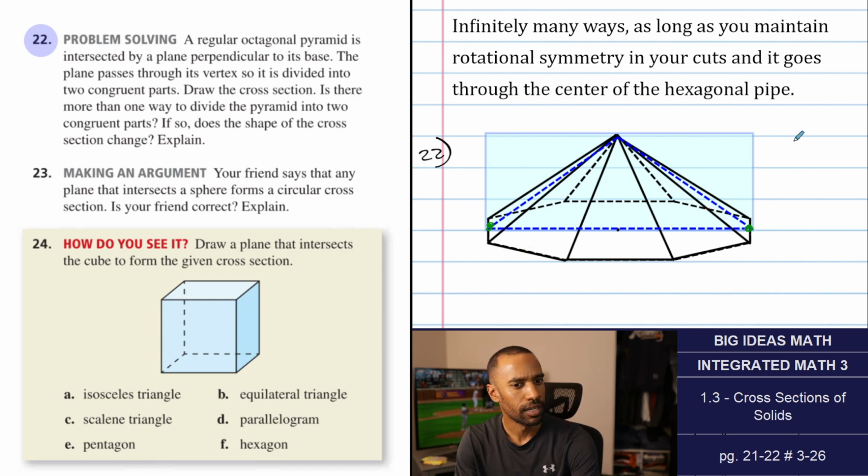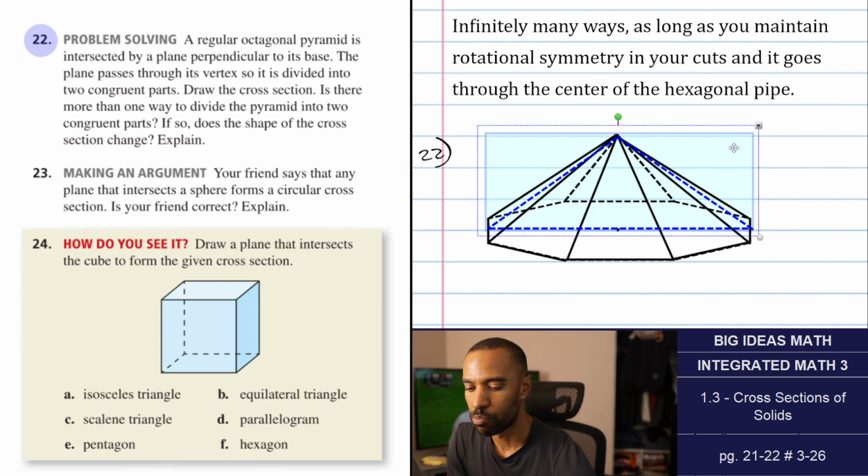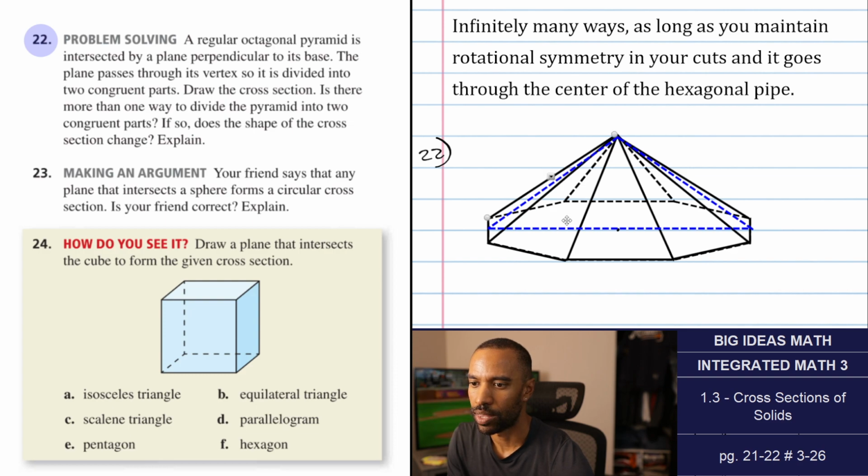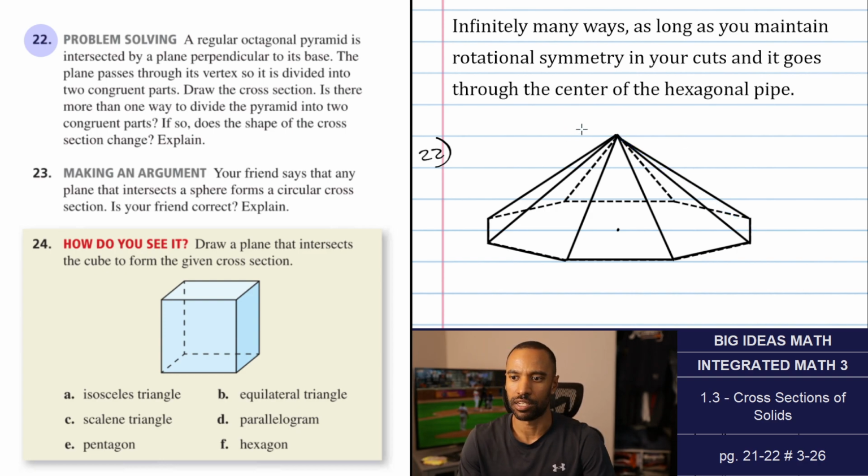Assuming this is a regular, is it regular? Yes, a regular octagonal pyramid. So those would all be the same. But if I had this more on its diagonal cut, so that I go through the cross sections where it hits an edge, it still would create triangles. It would just be a different version of it.